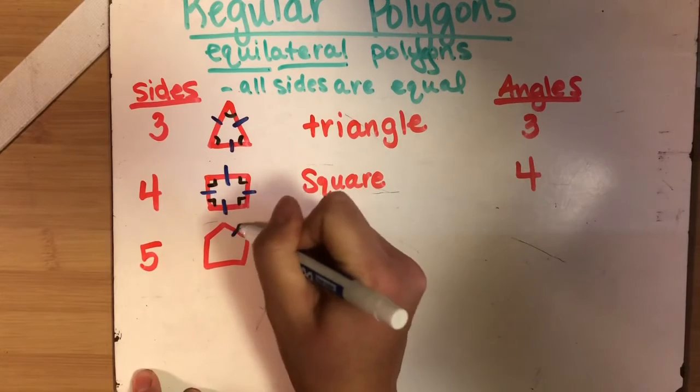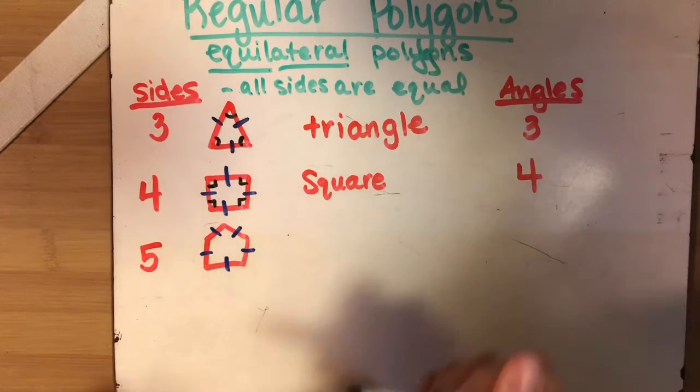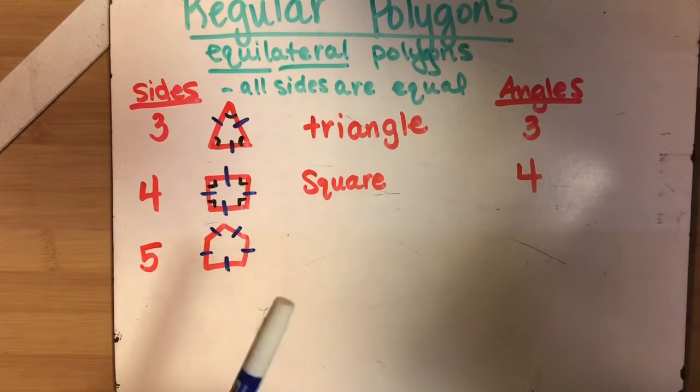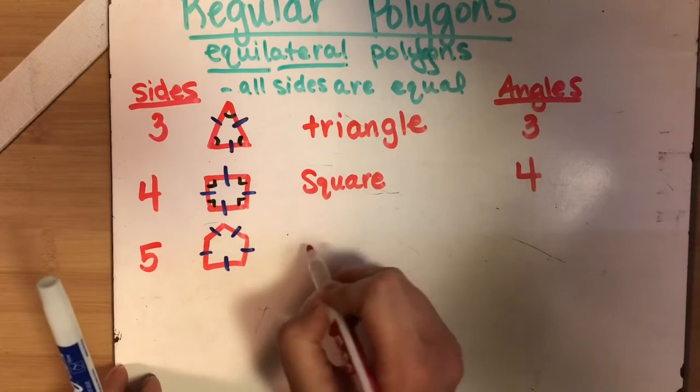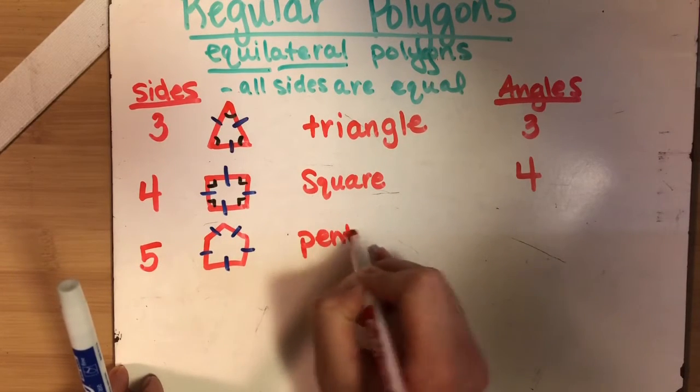So each one of these sides are equal. This has 5 sides and it's called a pentagon.